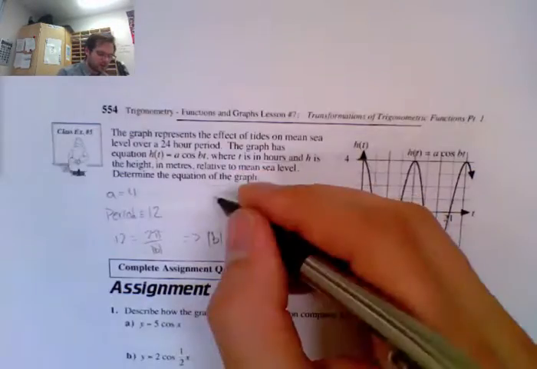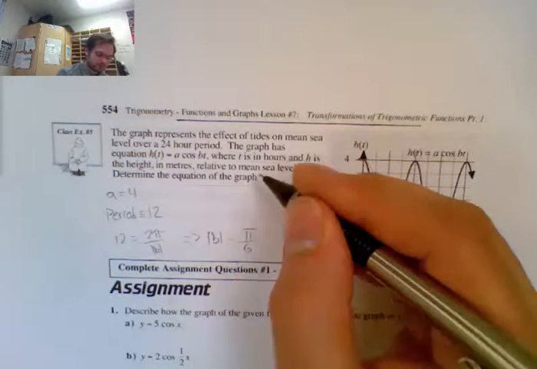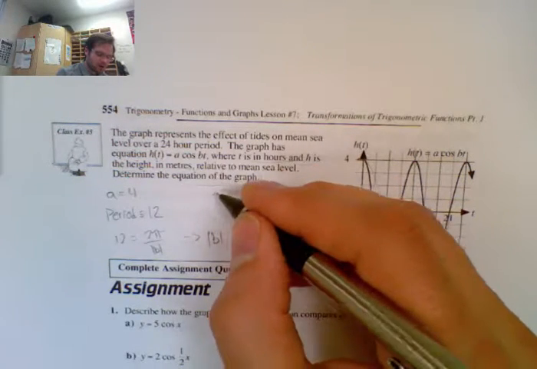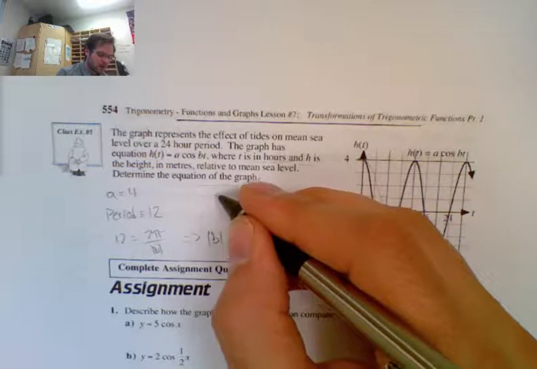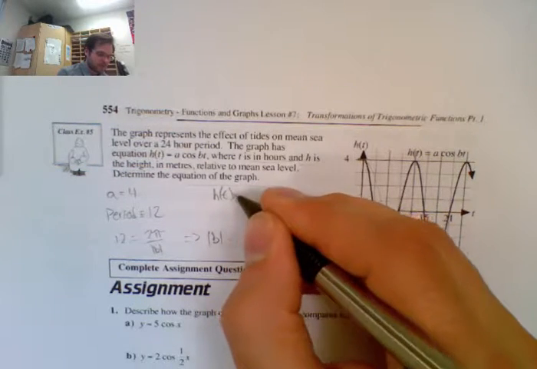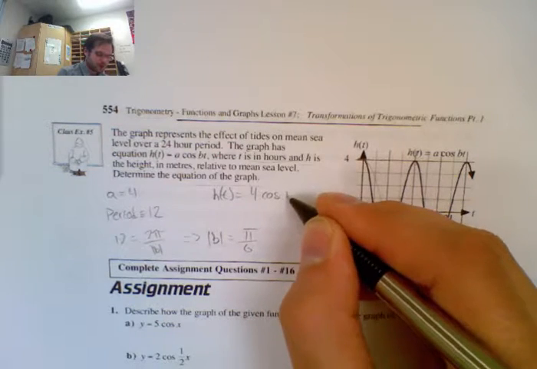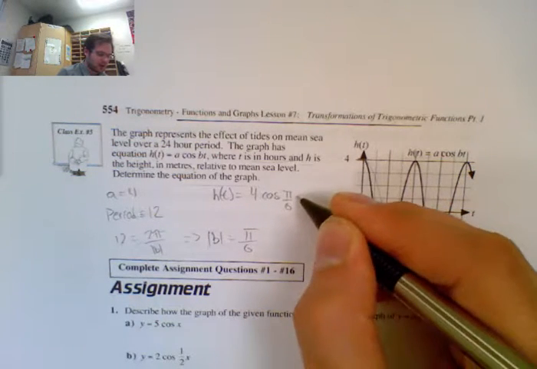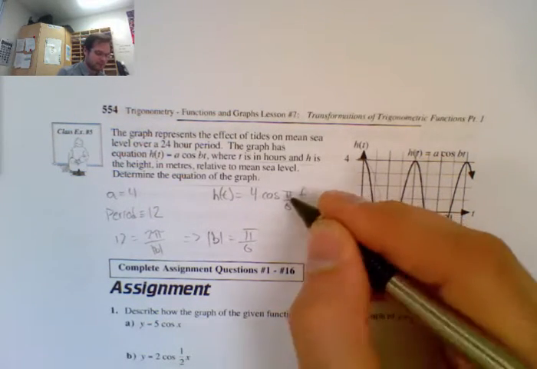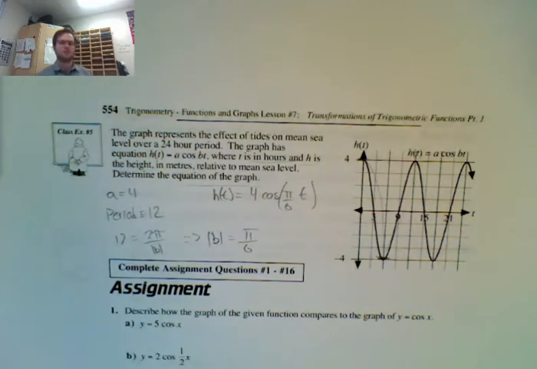So my equation is cos, here we go, we're going to have h of t is equal to 4 cos pi over 6 t. And that is going to be my equation.